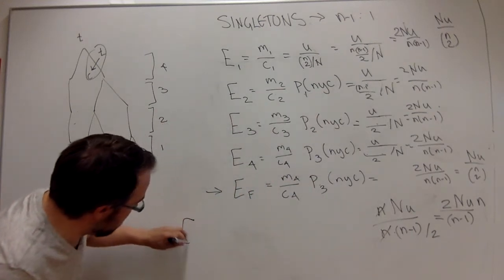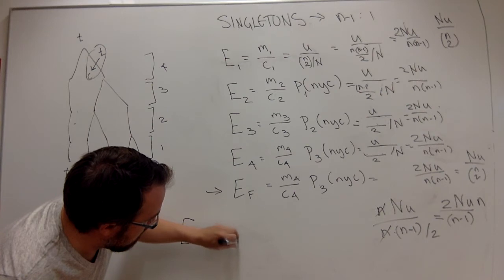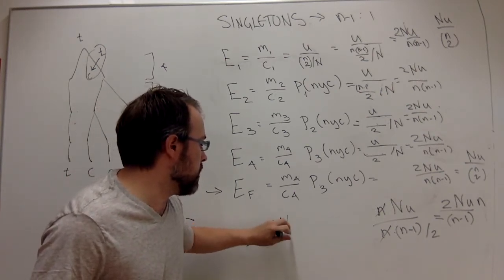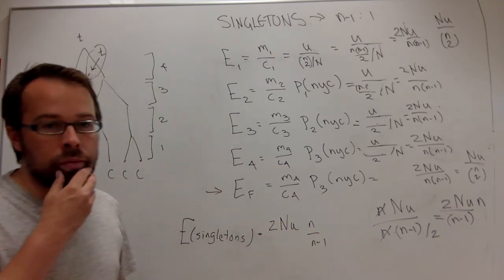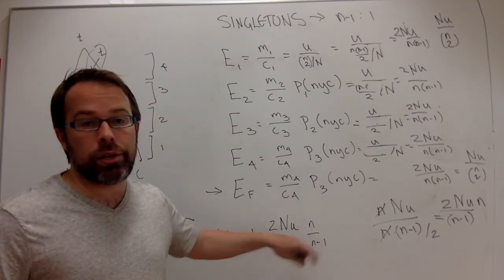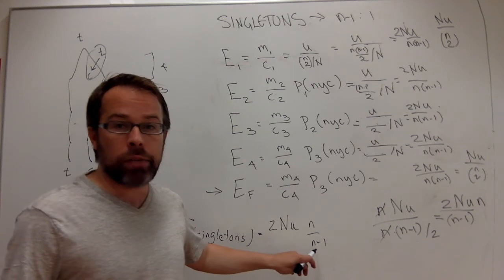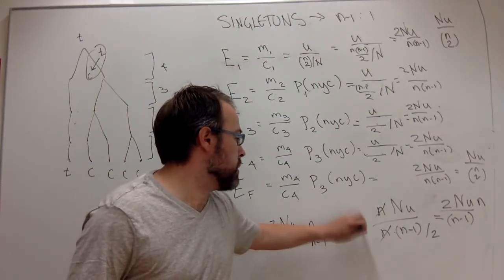So our expectation of the number of singletons is equal to 2nu times n divided by n minus 1. I'll just make one more point, which is that if n is large, if we have a sample of 20 or 30, then n divided by n minus 1 is very close to 1. And when n is large, this just goes to 2nu.